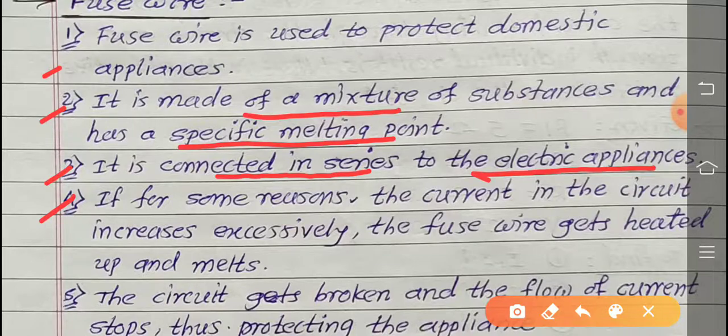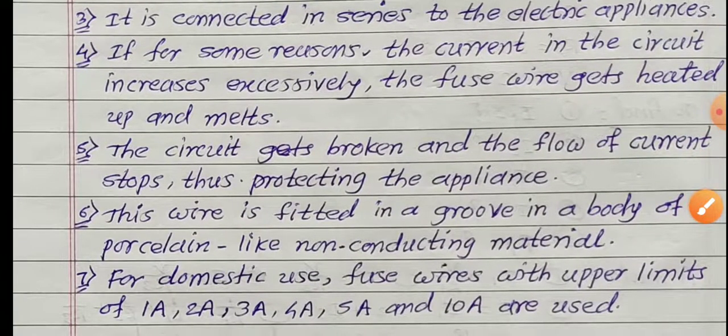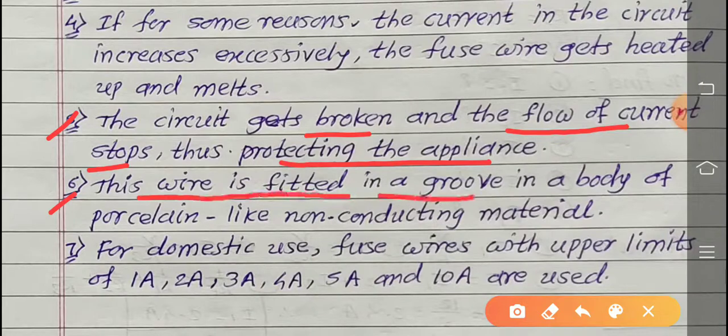Fourth point: if for some reason the current in the circuit increases excessively, the fuse wire gets heated up and melts. Next, point number 5: the circuit gets broken and the flow of current stops, thus protecting the appliance. Next point: this wire is fitted in a groove in a body of porcelain, a non-conducting material.